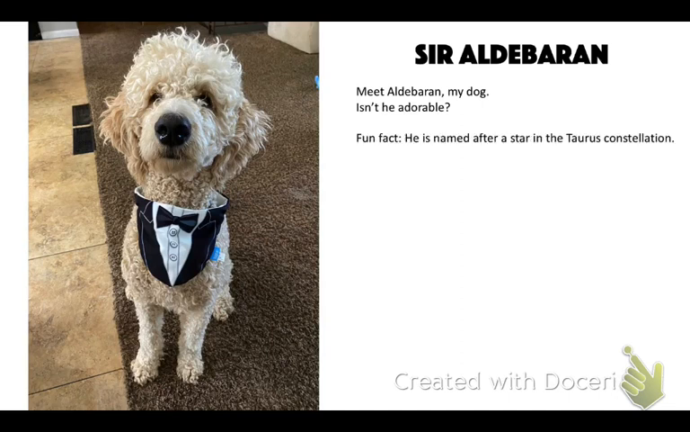Fun fact, he is named after a star in the Taurus constellation. That's where I got the name Aldebaran. It's the bullseye, so pretty cool.